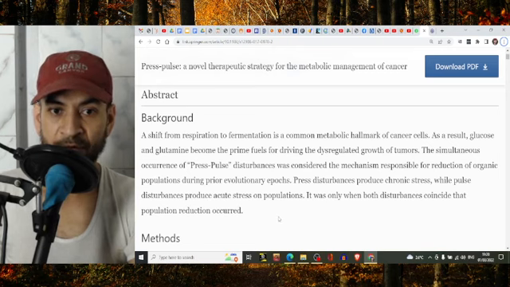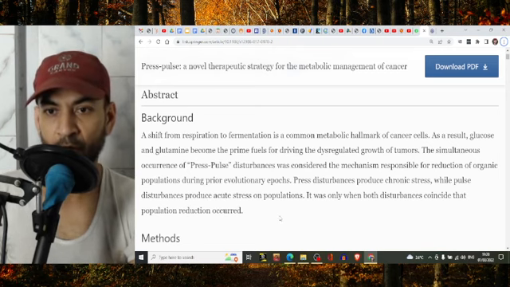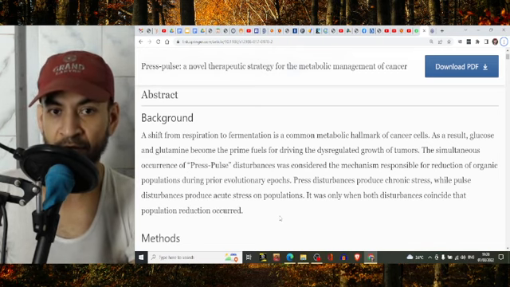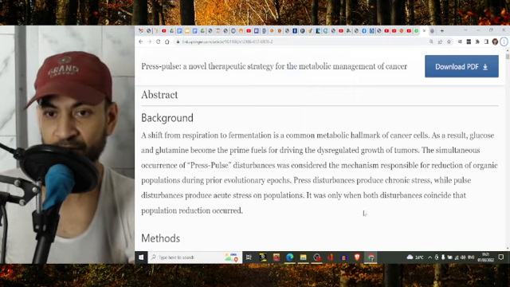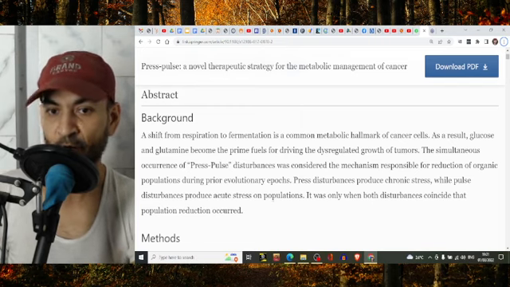A shift from respiration to fermentation is a common metabolic hallmark of cancer cells. As a result, glucose and glutamine become the prime fuels for driving the dysregulated growth of tumors. The simultaneous occurrence of press-pulse disturbances was considered the mechanism responsible for a reduction of organic populations during prior evolutionary epochs. Press disturbances produce chronic stress, while pulse disturbances produce acute stress on populations. It was only when both disturbances coincided that population reduction occurred.